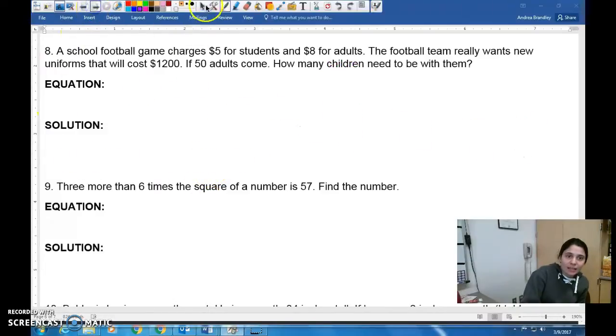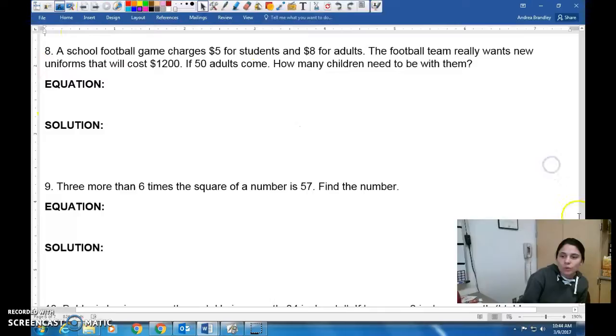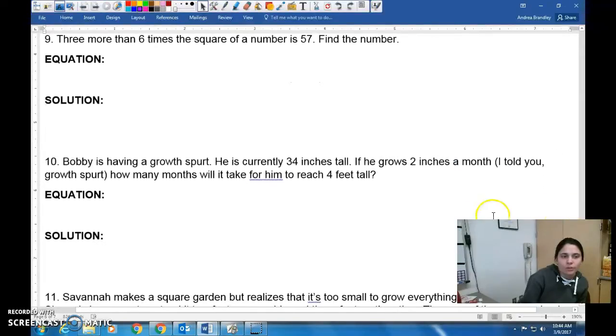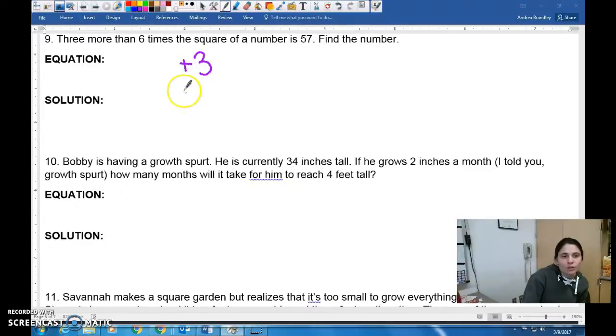Number 9 is very similar to the ones that we started the day with. So we have 3 more. If I have 3 more than something, I'm going to have plus 3. So 3 more than 6 times the square of a number. I'm going to call this number x. You can call it whatever you want. So I have 6 times the square of x, so 6 times x squared. Add 3 to that, and that is equal to 57.